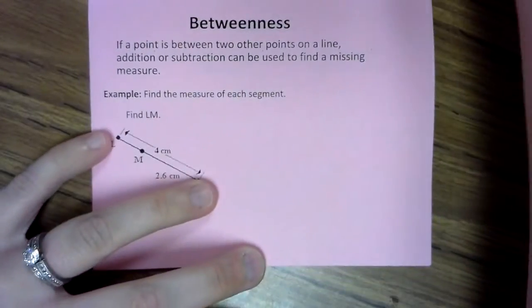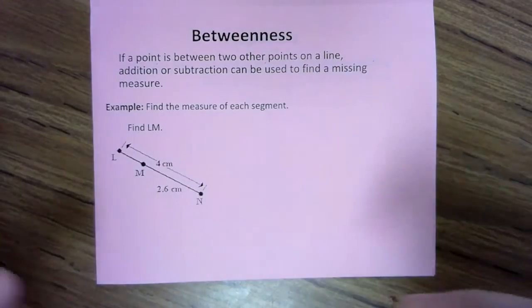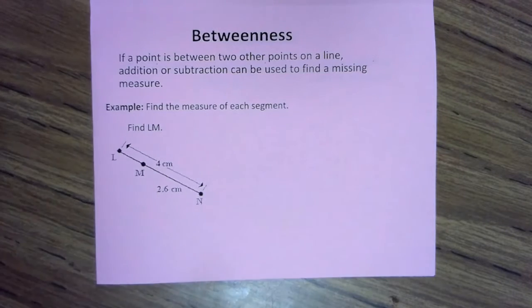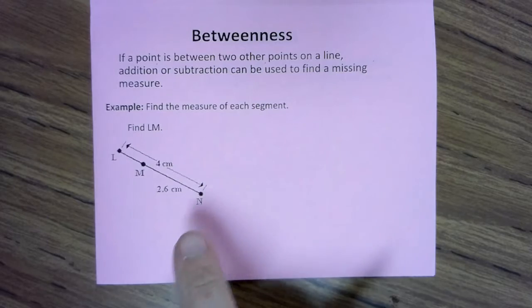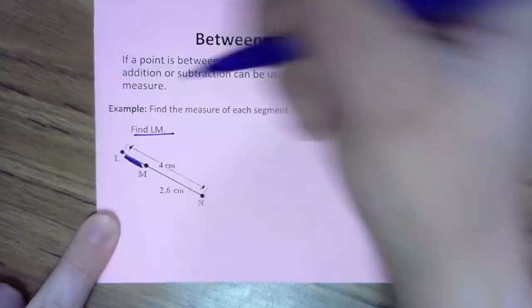This is the part of the video where you should probably be going, oh my goodness, Miss Parsons, this is so simple. This is it right here, okay? So if a point is between two other points on a line, addition or subtraction can be used to find the missing measure. Okay, so maybe you're not quite there yet, but this is what that means. Here's what I just read. Find the measure of each segment. It wants me to find LM. It wants me to find this distance.